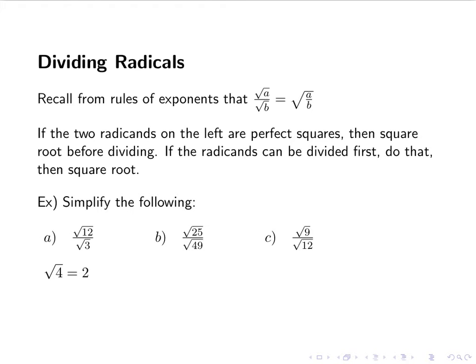For our second one, 25 and 49 are perfect squares, so I'm going to square root them separately. And I'm going to get 5 over 7. And I can't simplify 5/7 any further, so I'm done.